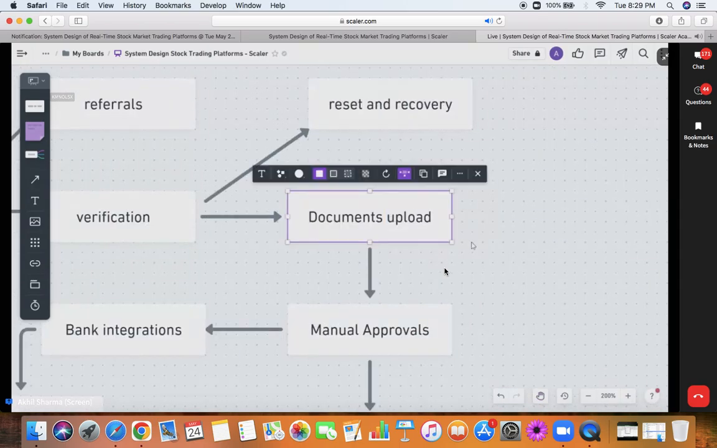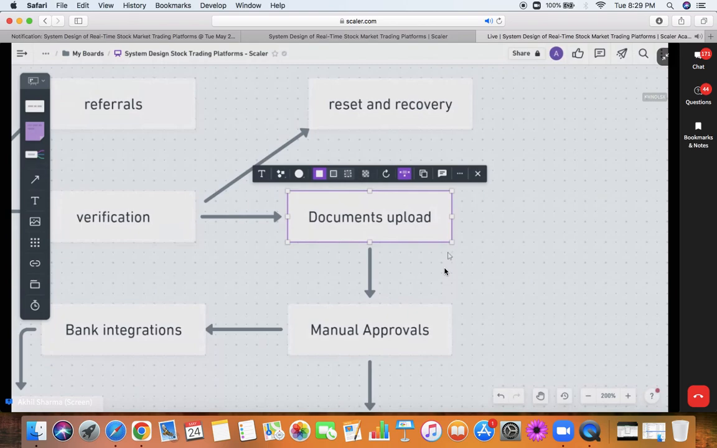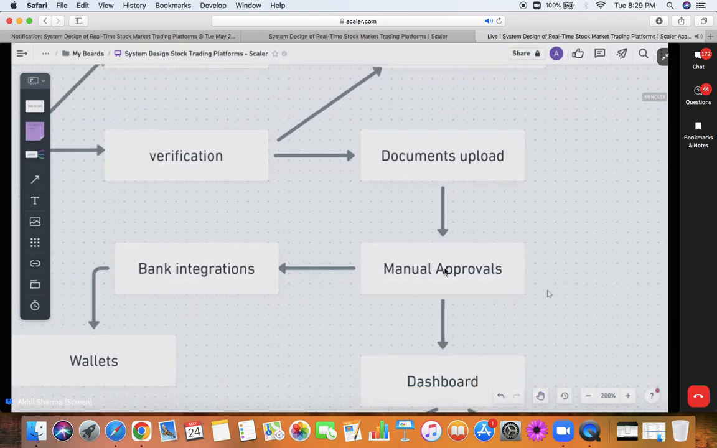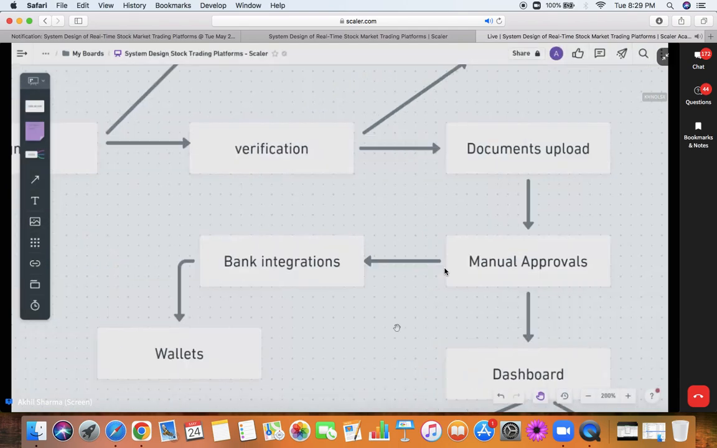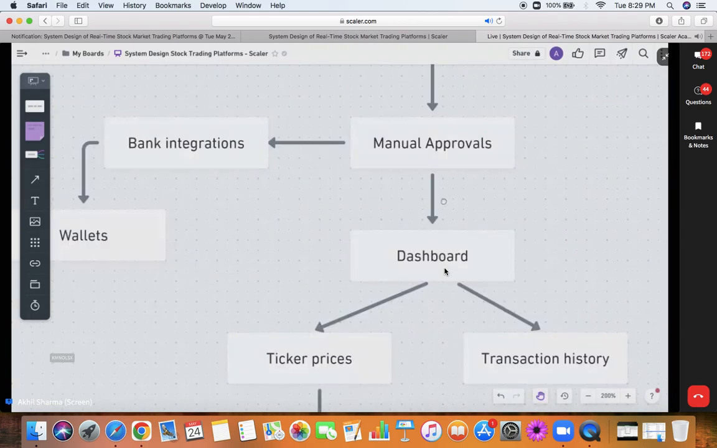This, by the way, happens with Coinbase also. This happens with WazirX if you try buying crypto. This happens on all of the platforms. They do KYC checks and all of that, right? So you have to upload your documents, and many of these documents have an element of manual approvals from the Robinhood side. So they do a lot of manual approvals, and then there are bank integrations, and you have your wallets. Then you have your dashboard.